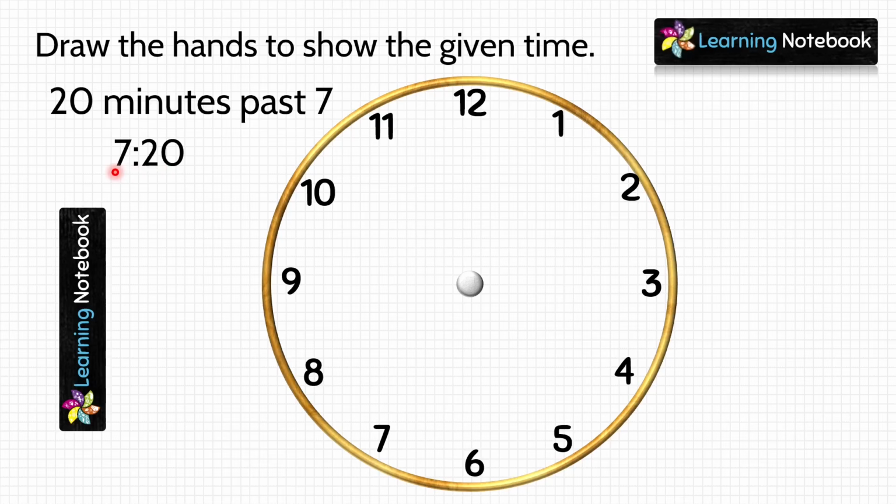7:20 means our hour hand is between 7 and 8. So draw the hour hand in such a way that it is between 7 and 8. Now 20 minutes. We have to represent 20 minutes. This means the minute hand should be at 4. Students, also make sure that you draw the minute hand as the longer hand and the hour hand as the shorter hand.